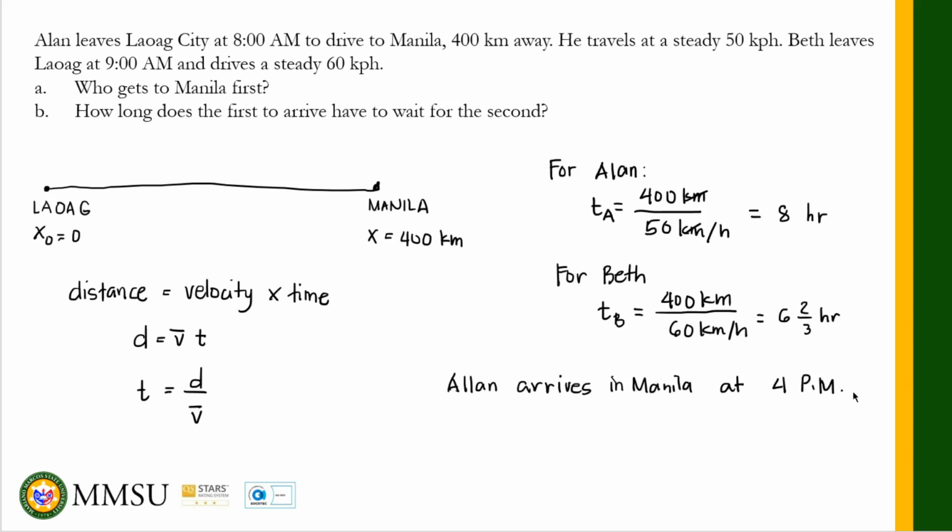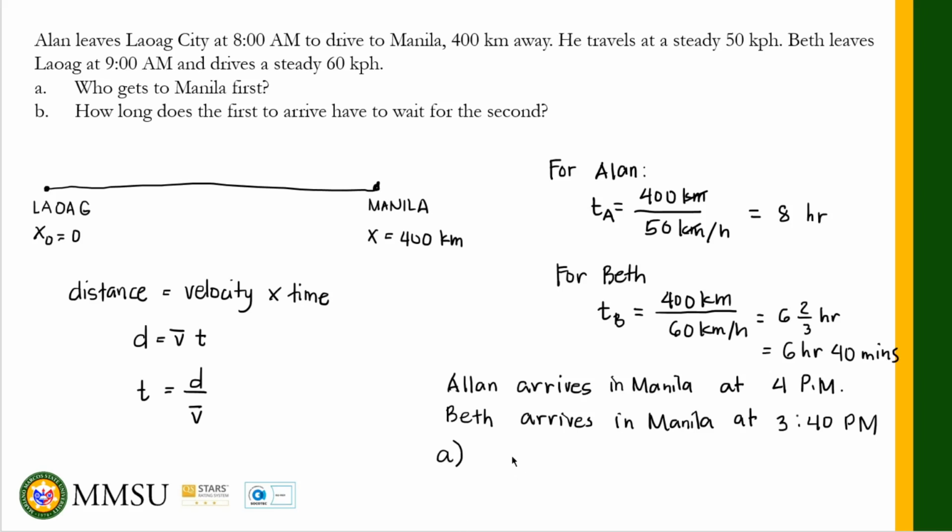While Beth arrives in Manila, she started at 9 a.m. and traveled for 6 and 2/3 hours. We can write 6 and 2/3 hours in hours and minutes: 6 hours and 2/3 of an hour. Remember that 1/3 of an hour is 20 minutes, so 2/3 of an hour is 40 minutes. So that's 6 hours and 40 minutes. Therefore, Beth, who started at 9, arrives in Manila at 3:40 p.m.